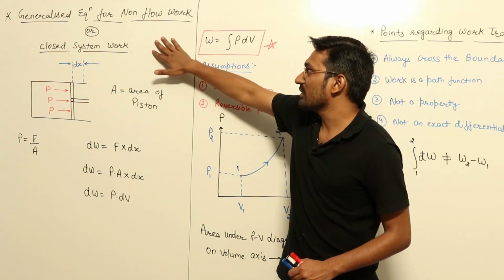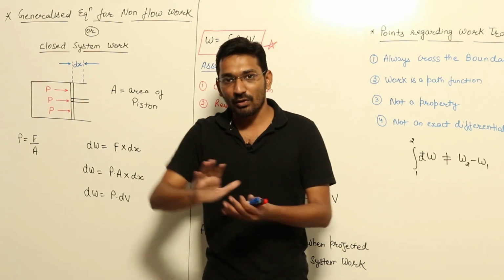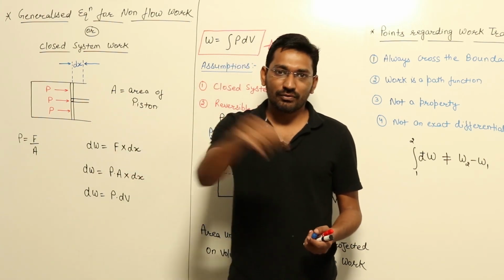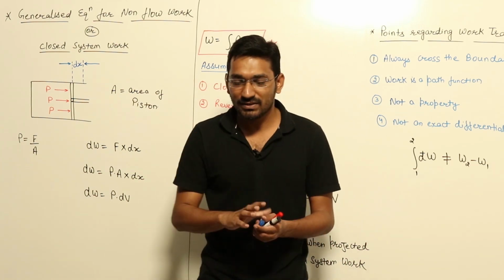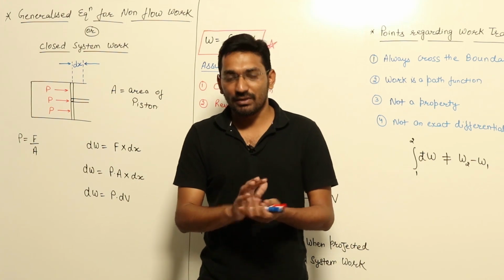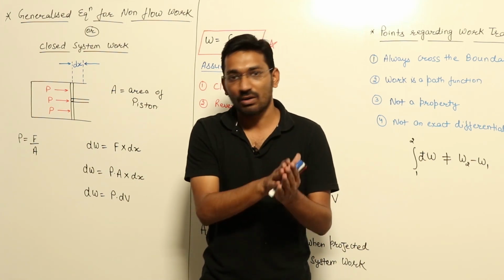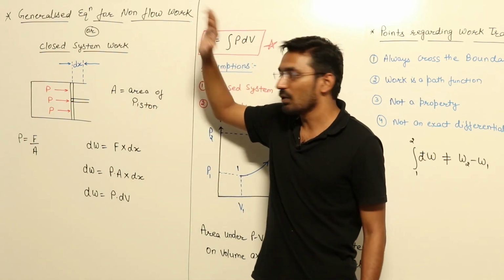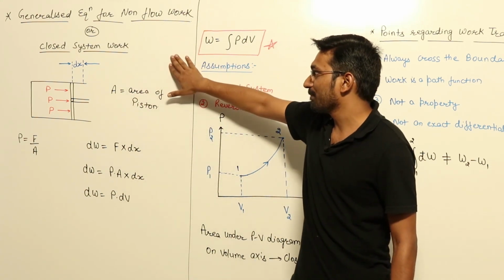So our next topic is the generalized equation for non-flow work. Non-flow work means that your gas or any fluid is not flowing. It is not an open system where mass transfer is taking place. In a closed system, the mass which is trapped inside the beaker or inside the jar is not flowing. So we are saying that it is a non-flow work or a closed system work. So let us start with this closed system work.